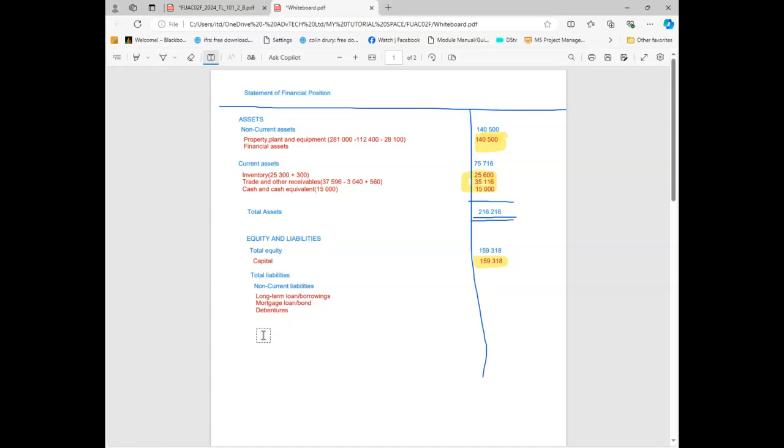And then obviously the next one, the same applies to assets. I'm going to have current liabilities. Firstly, I look for something called trade and other payables. So again, for the trade and other payables, we must look for the following. Firstly, you look for creditors control.